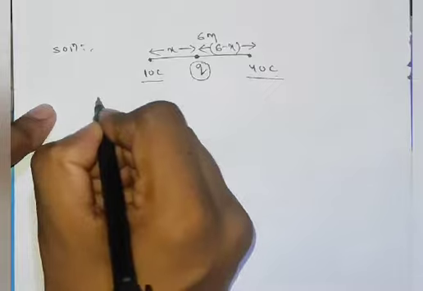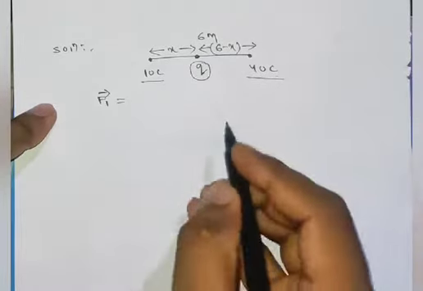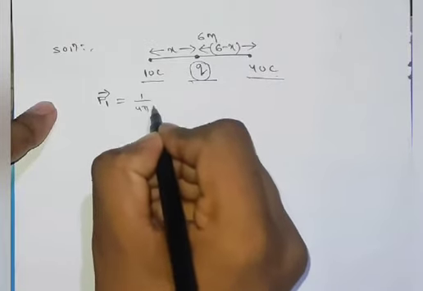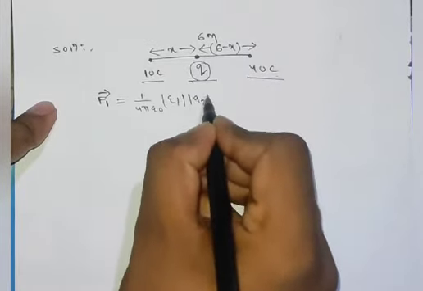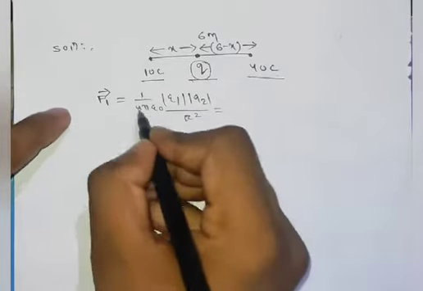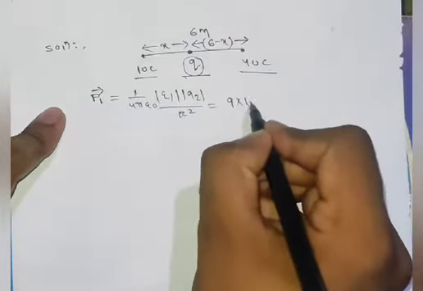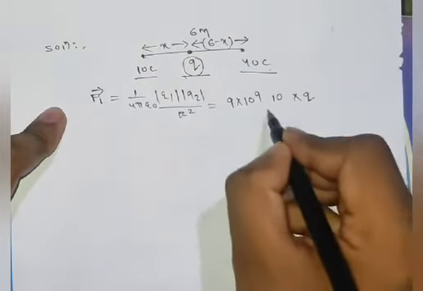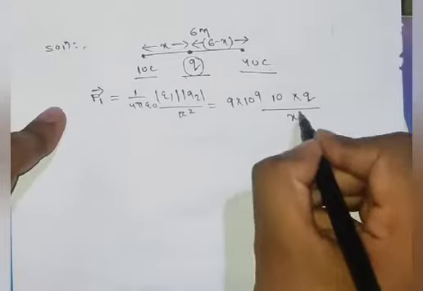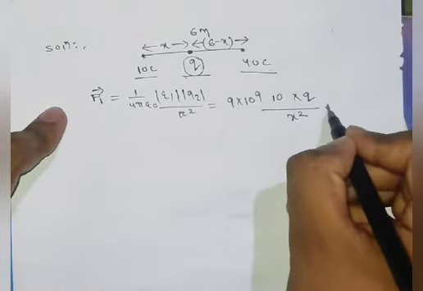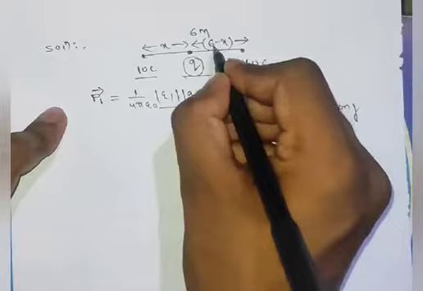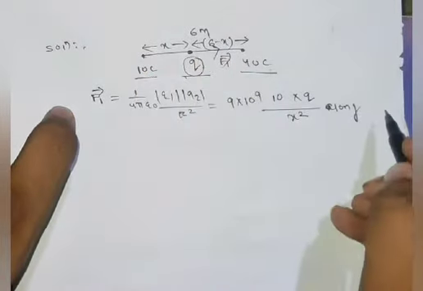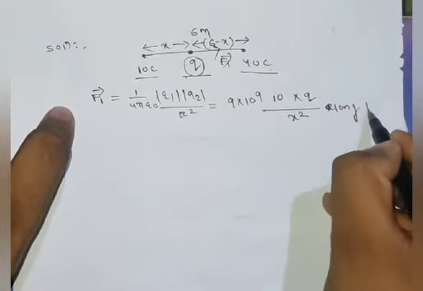So first let's find the force F1, that is the force on Q due to the 10 coulomb charge. We know the formula, 1 by 4 pi epsilon, modulus Q1 into modulus Q2, by r square, and the value of 1 by 4 pi epsilon 0 is 9 into 10 to the power 9. Q1 is 10 and Q2 is Q, and the distance is x, so simply x square. That will be directed along F1, because these two charges are both positive, so the force of interaction will be repulsive.